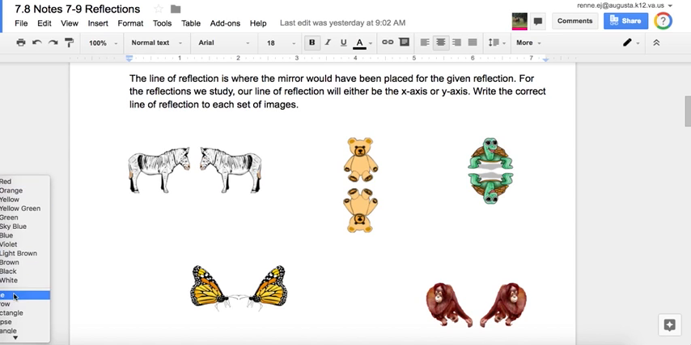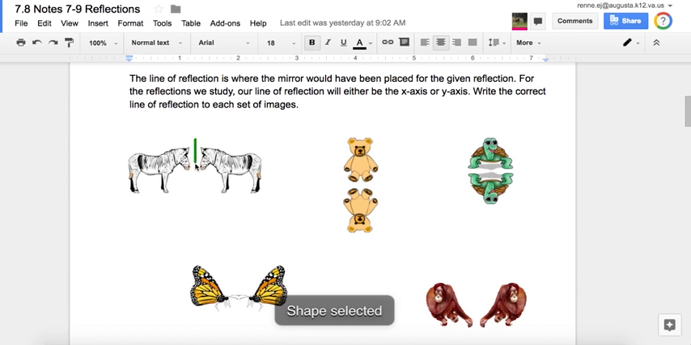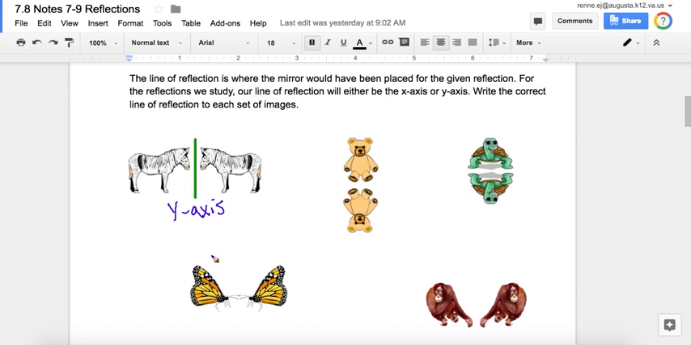Okay, welcome back. So look at the zebra. If a mirror was here, it'd be right down the center. And, oops, let's try that again. It'd be right down the center. And I drew a vertical line. So think about what axis is the vertical line. And hopefully you were thinking y-axis. So draw the line in and write y-axis.